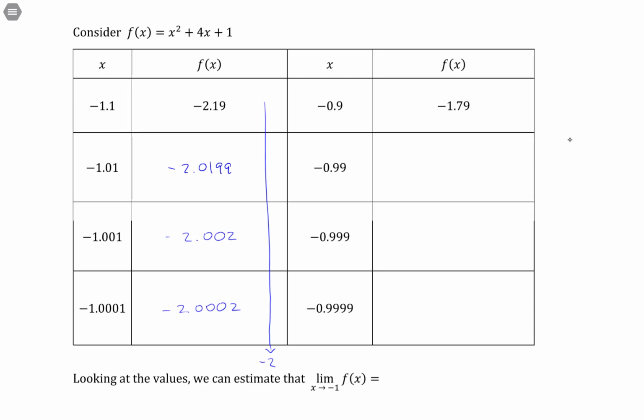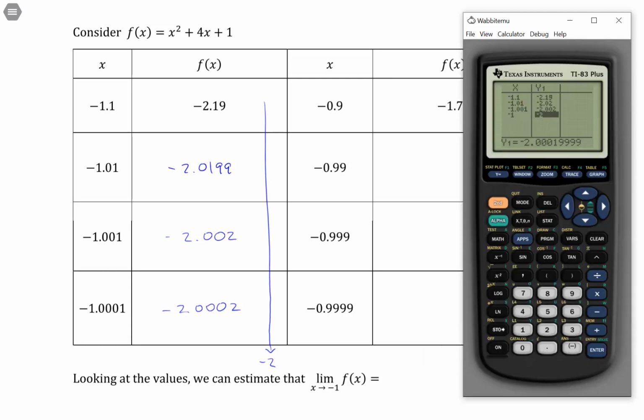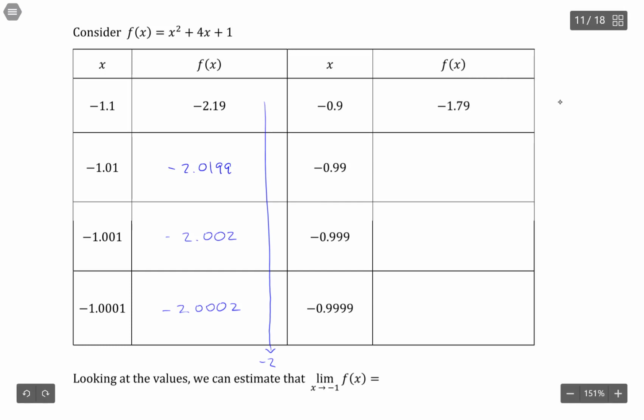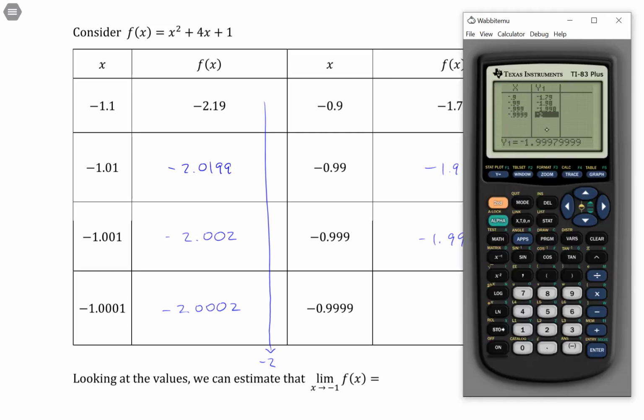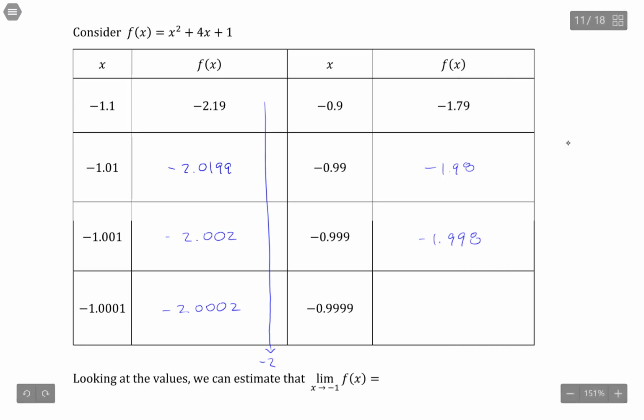All right, now as we approach from the right, so values that are slightly larger than negative 1, we'll just switch up here, enter those, so negative 0.9, negative 0.99, negative 0.999, and so forth. So it looks like I've got negative 1.98. The next one was negative 1.998. And this one says negative 2, but yeah, it's actually 1.9998.